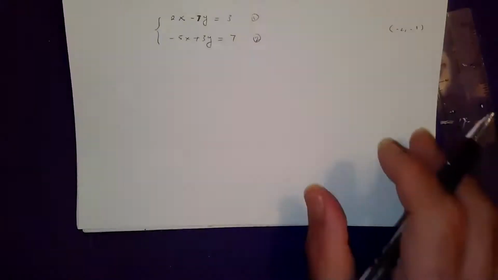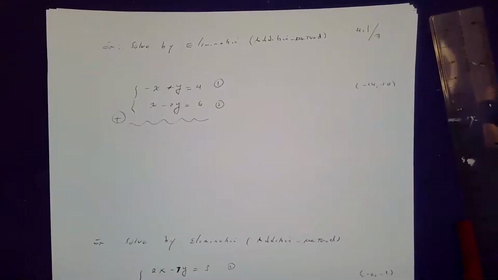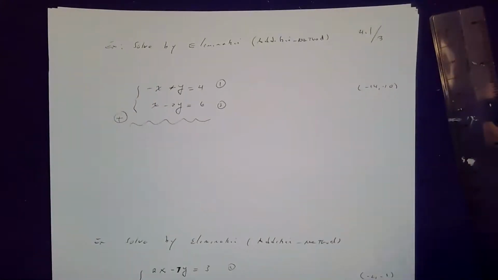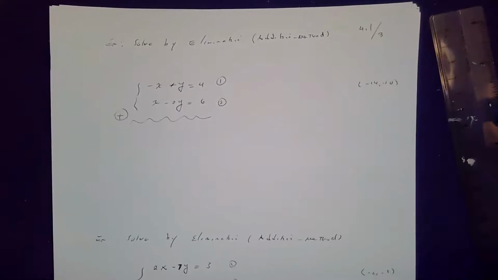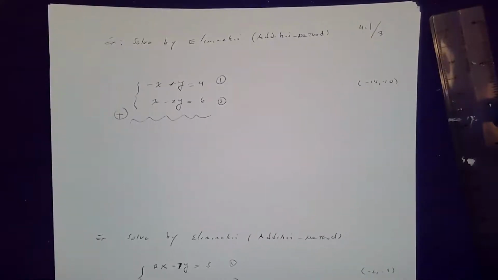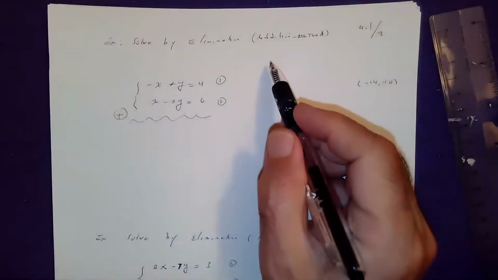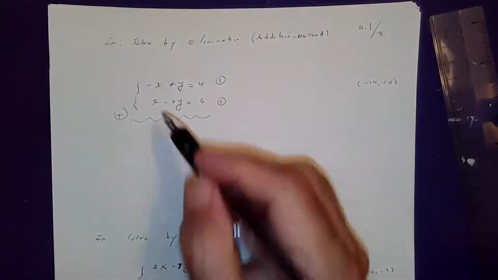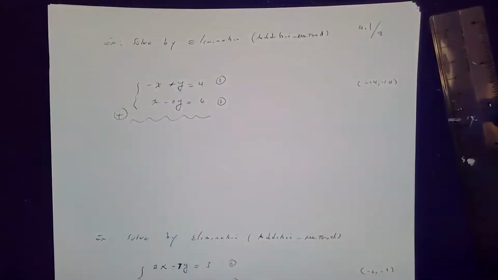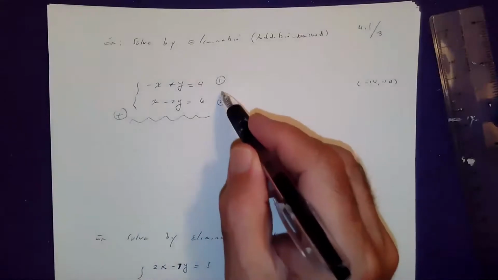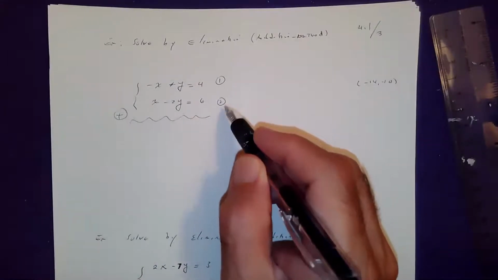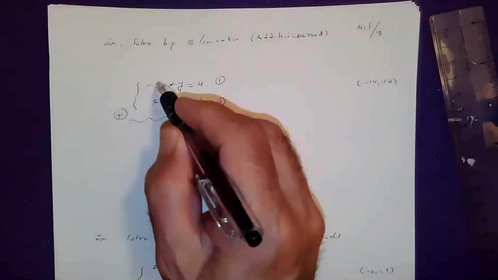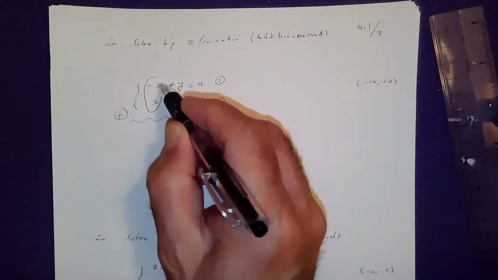So finally, we have elimination or addition method. Once again, I'm sure most of you have seen this. So I hope that this is a review from previous class. Elimination means if you add up the equations, you would hope that one of the variables will disappear. So if I add equation number 1 to 2, notice negative x plus x adds up to 0.